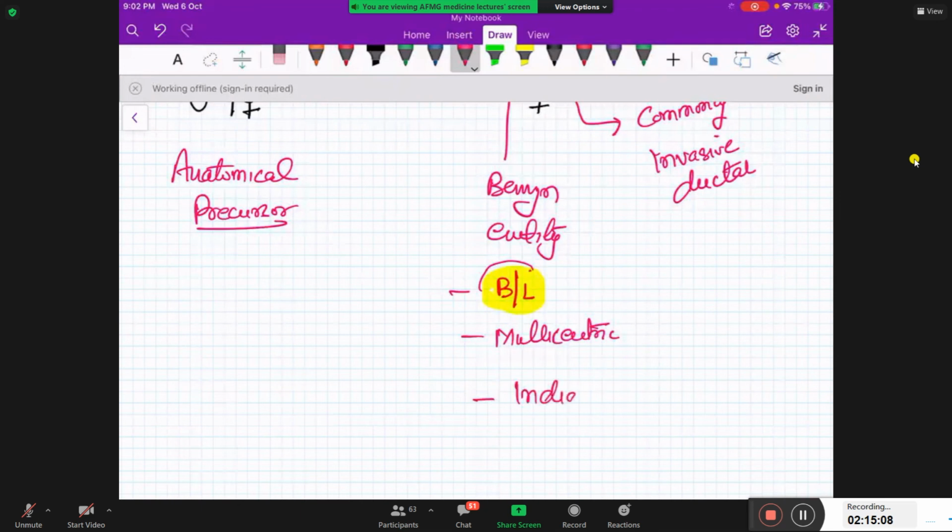Indian file pattern on histology. It has Indian file pattern on histology. What is that Indian file pattern? Not required. The cells are arranged one over another, like files stacked in Indian offices.